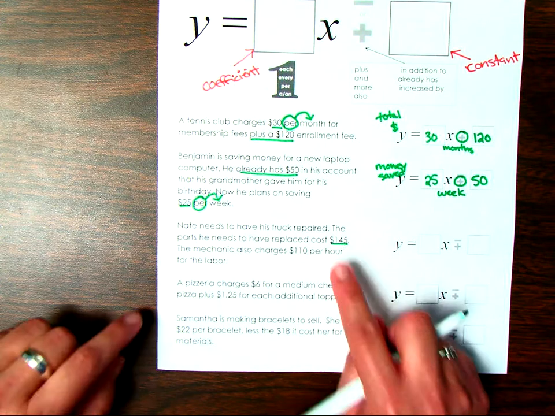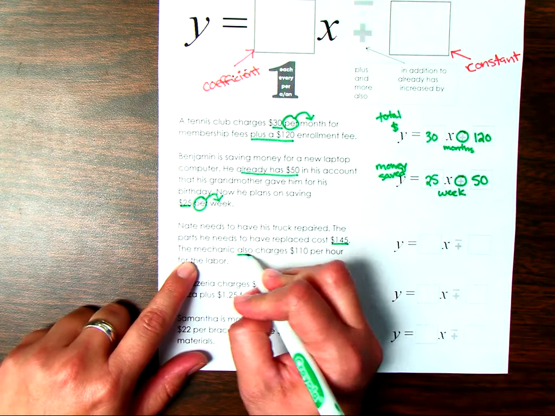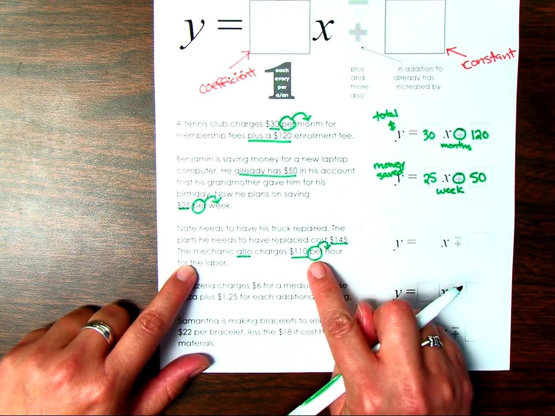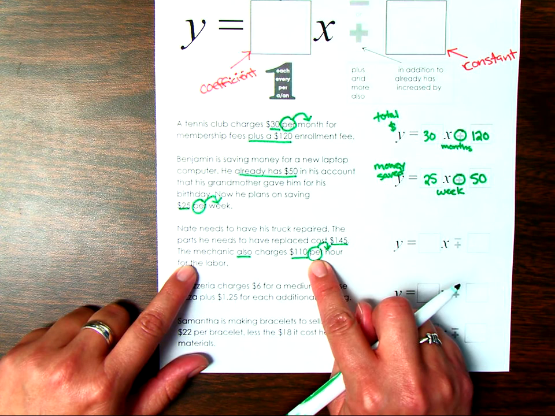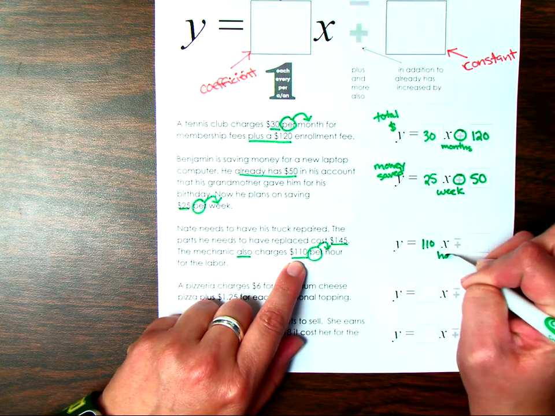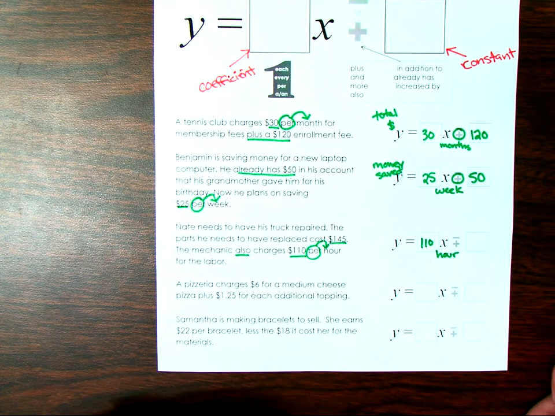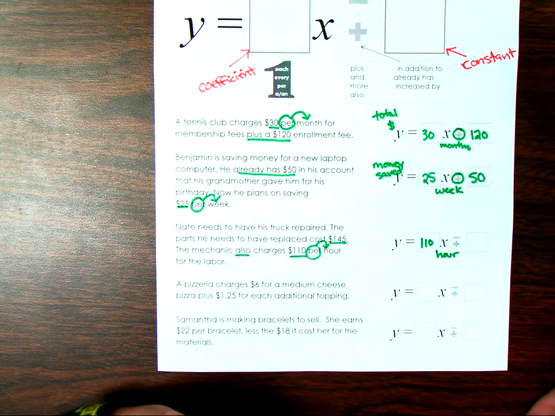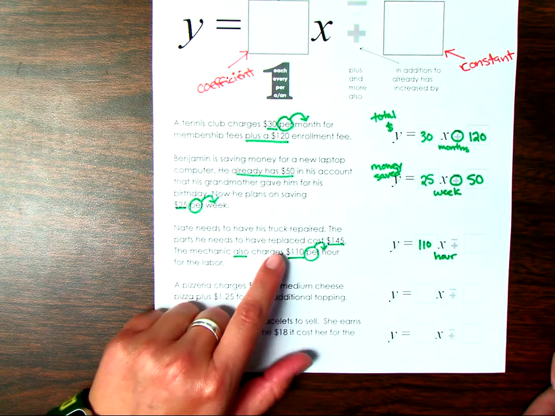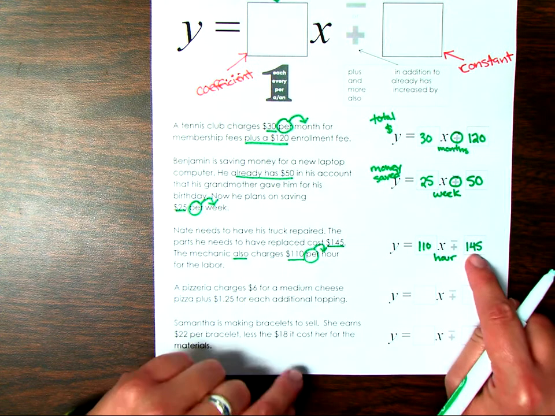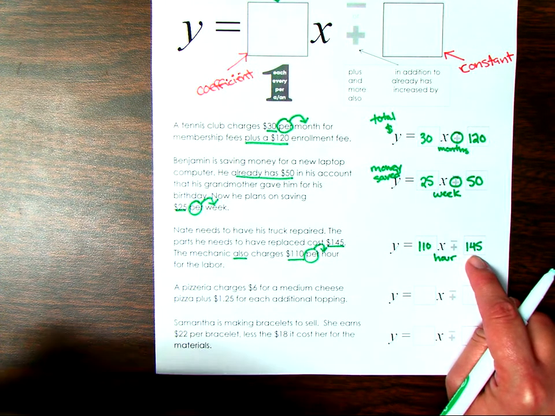Okay. The mechanic also charges $110 per hour. So again, I look for my unit rate word first: each, every, per, a, and. $110 per hour. So every hour that goes by, you're being charged $110, which is kind of a lot, but that's what the rate is, okay? Now let's talk about this $145. Well, those are the parts that he needs to get fixed on his truck.